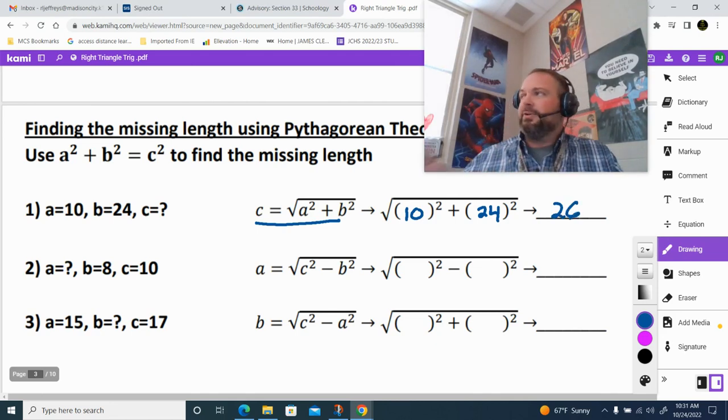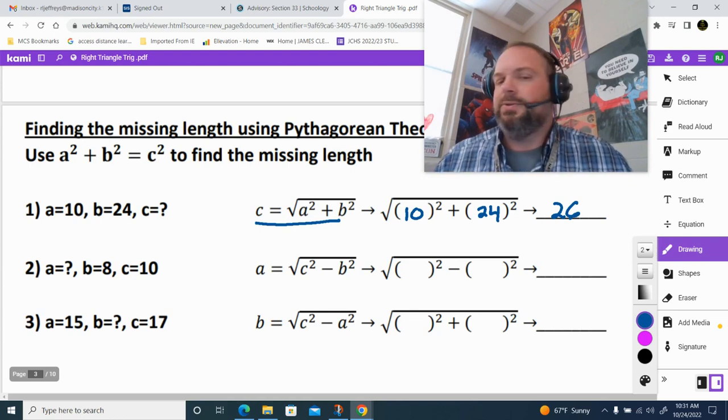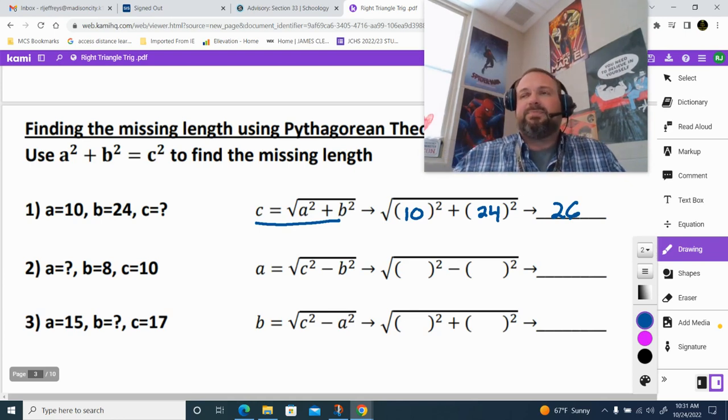Now I know all three sides. If I knew which angle I was looking for, I can find those trig ratios. Now, also, something with trig ratios that you need to remember. They're a fraction, right? Fractions can be reduced.